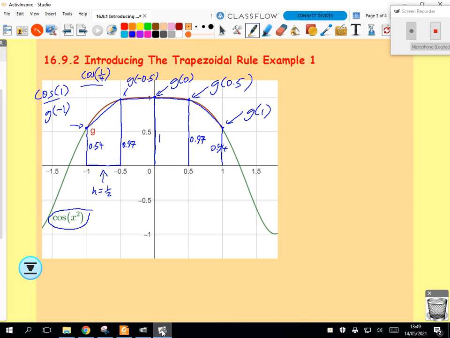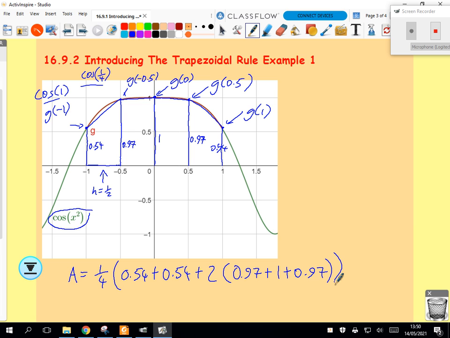Yeah. So I want to find the area. I'm going to use the trapezoidal rule, which says the area is equal to the height divided by 2, well, that's a half divided by 2, which is a quarter, times the length of the first offset here, which is 0.54, plus the length of the last offset, which is also 0.54, plus twice the length of all the other offsets. Twice 0.97 plus 1 plus 0.97.